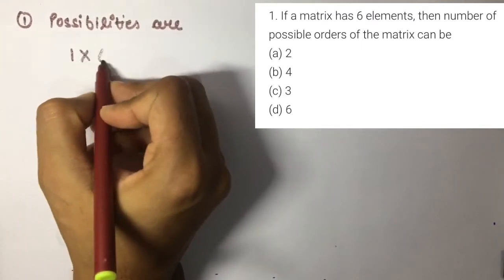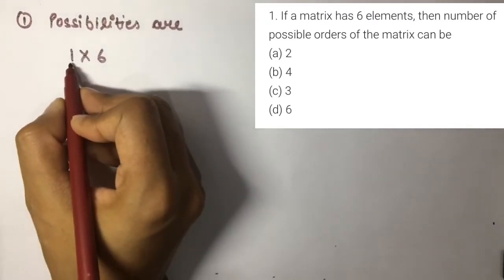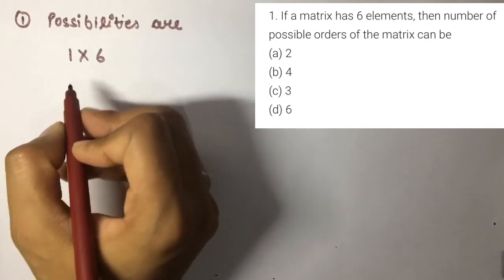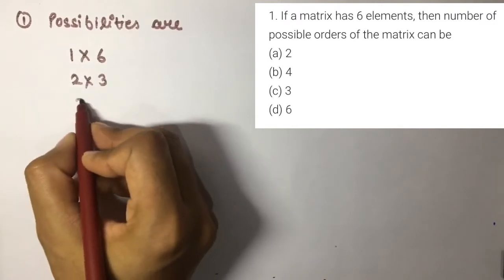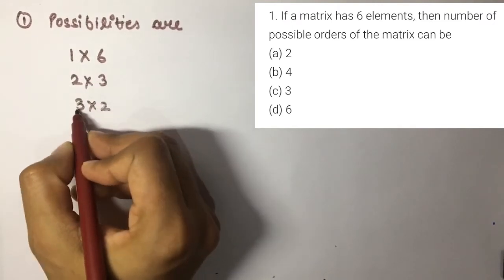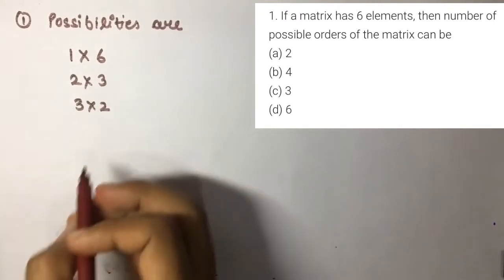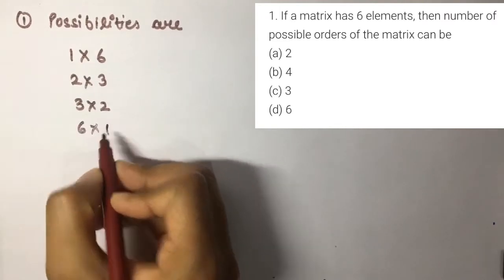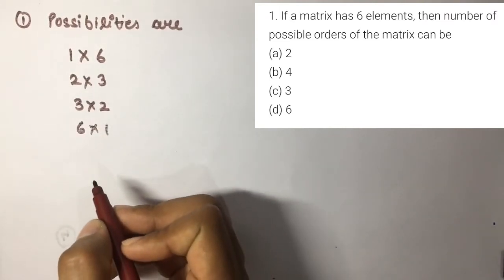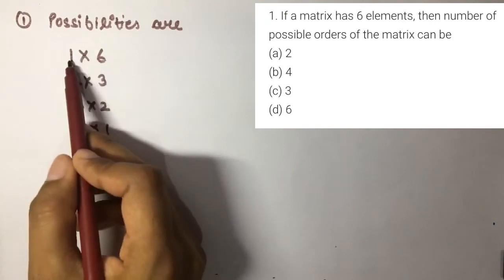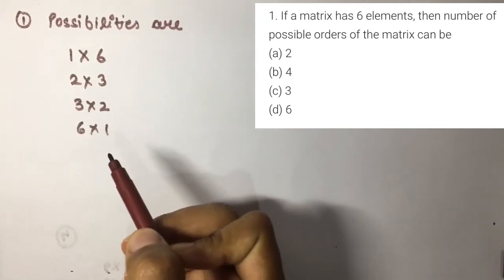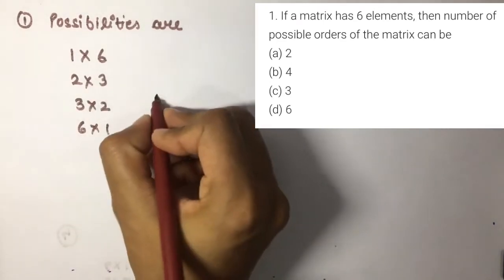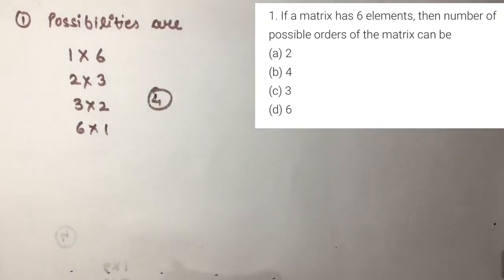1 into 6, that means 1 row 6 columns. 2 into 3, 2 rows 3 columns. 3 into 2, 3 rows 2 columns. 6 into 1, 6 rows and 1 column. देखो 6 1 ज़ा 6, 3 2 ज़ा 6, 2 3 ज़ा 6, 1 6 ज़ा 6. Okay, so we have 4 possibilities to have 6 elements in a matrix.